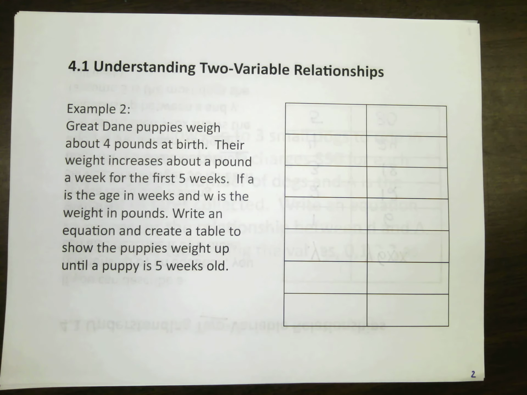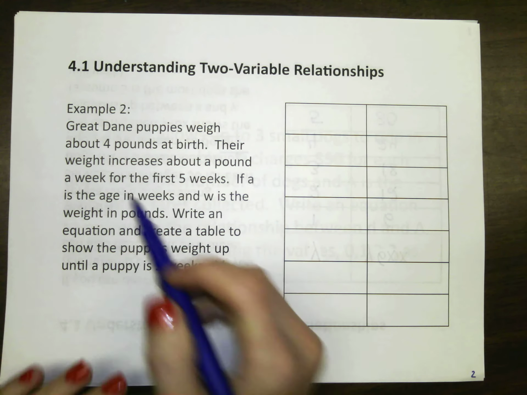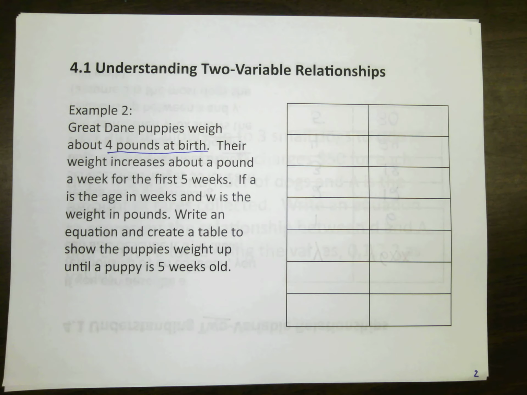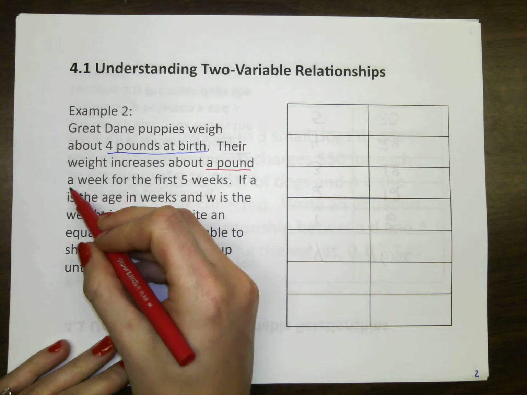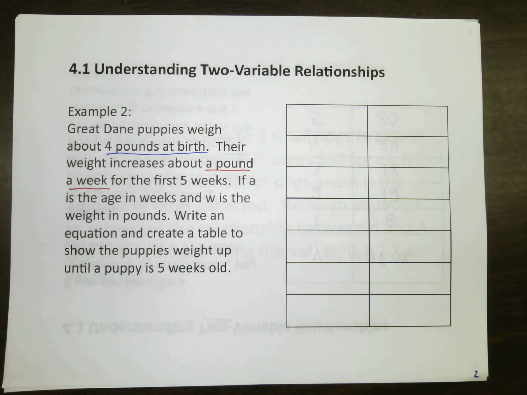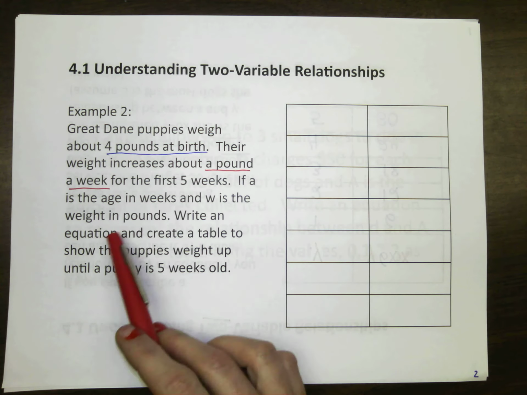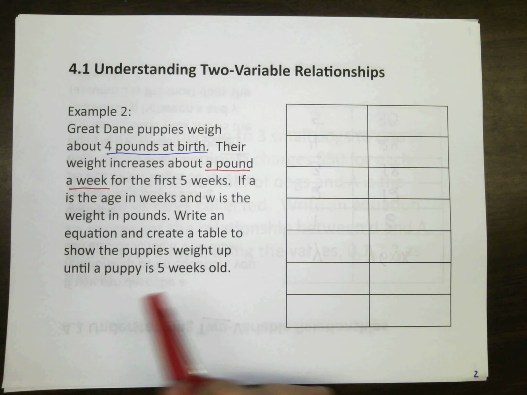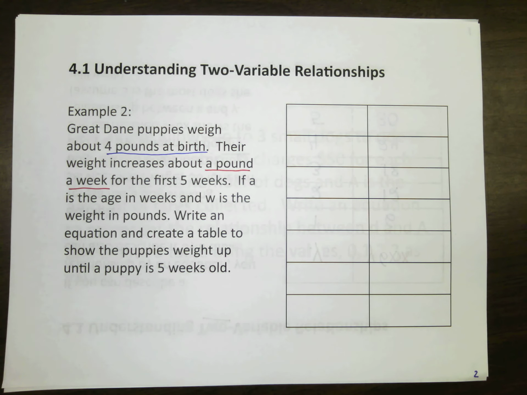Let's do another example that's similar. In this case, Great Dane puppies weigh about 4 pounds at birth. Their weight increases about a pound a week for the first 5 weeks. So 1 pound per week. If A is the age in weeks and W is the weight in pounds, let's write an equation to create a table to show the puppy's weight up until 5 weeks old.